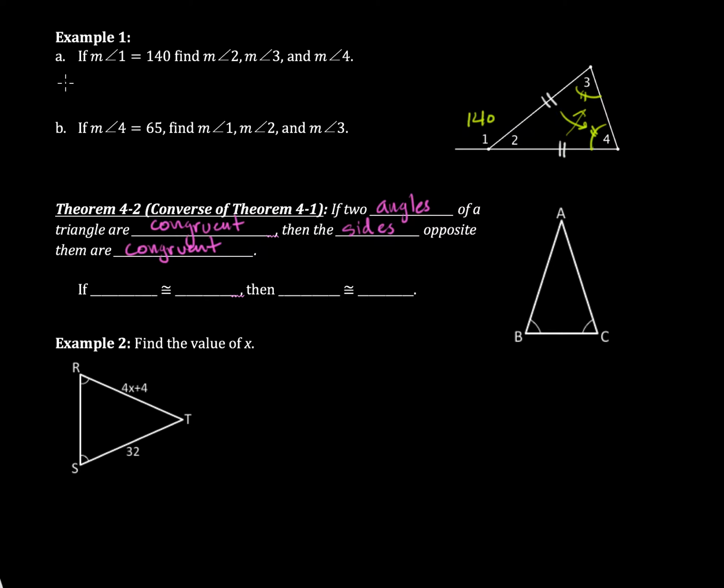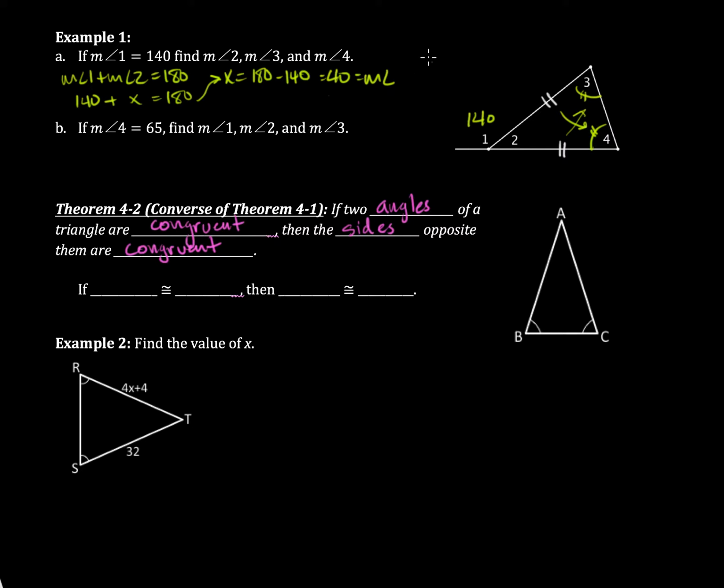So I know that the measure of angle 1 plus the measure of angle 2 should equal 180. Well, I know now that angle 1 is 140. So 140 plus, we'll call that x, needs to equal 180. So that would mean that x would equal 180 minus 140, which is 40. So x, or the measure of angle 2, is equal to 40.